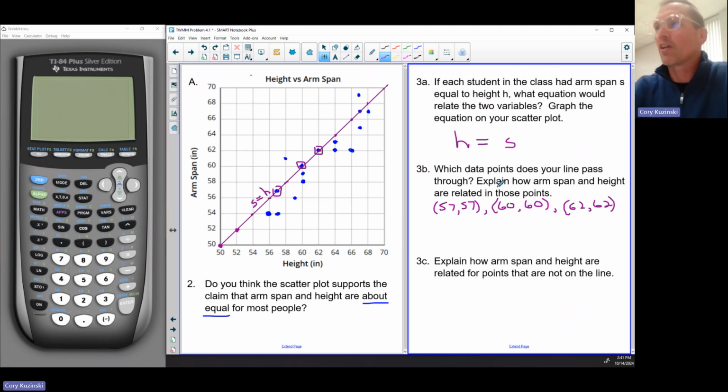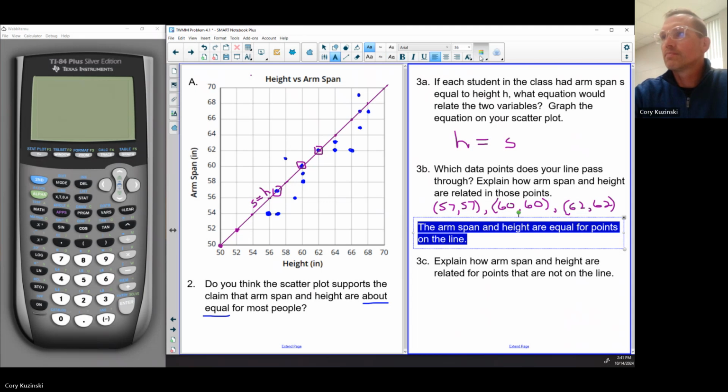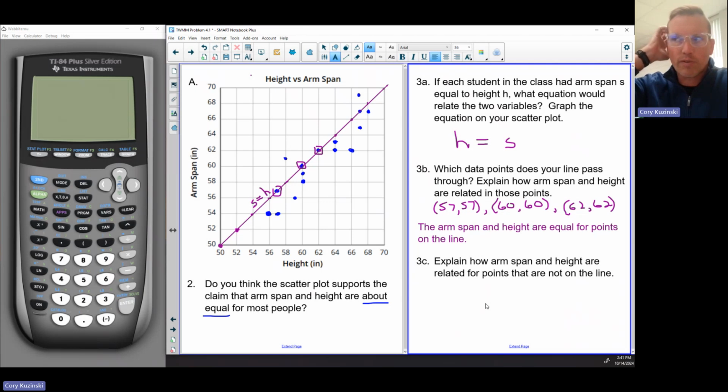Explain how arm span and height are related in those points. All right. How about this? The arm span and height are equal for points on the line. That works, doesn't it? The arm span and height are equal for points on the line.